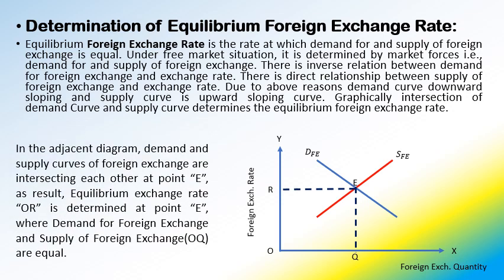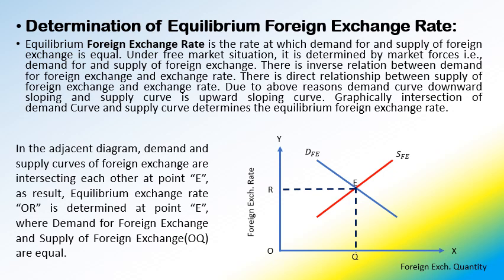As I am discussing, in the adjacent figure we are showing the demand and supply curves intersecting each other at point E. As a result, equilibrium exchange rate OR is determined at point E, and the equilibrium exchange quantity is OQ, where the market demand and market supply of foreign exchange are equal.